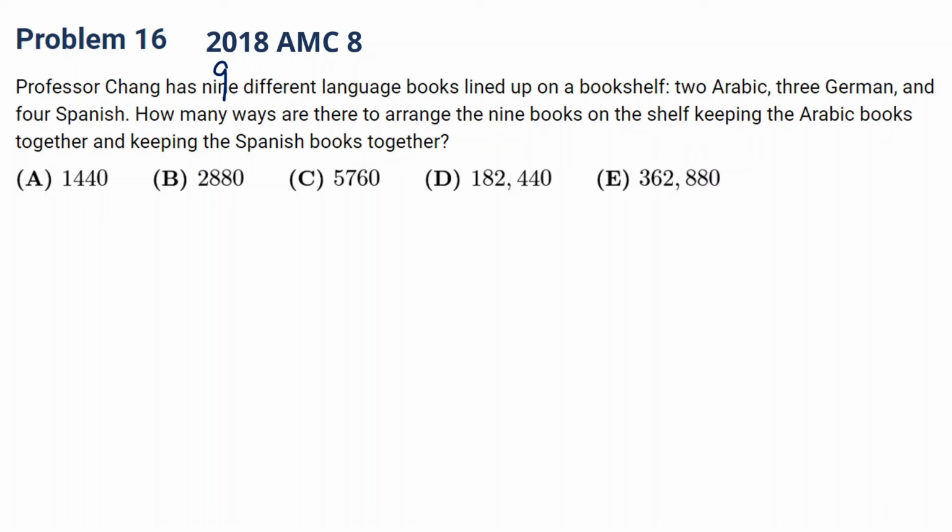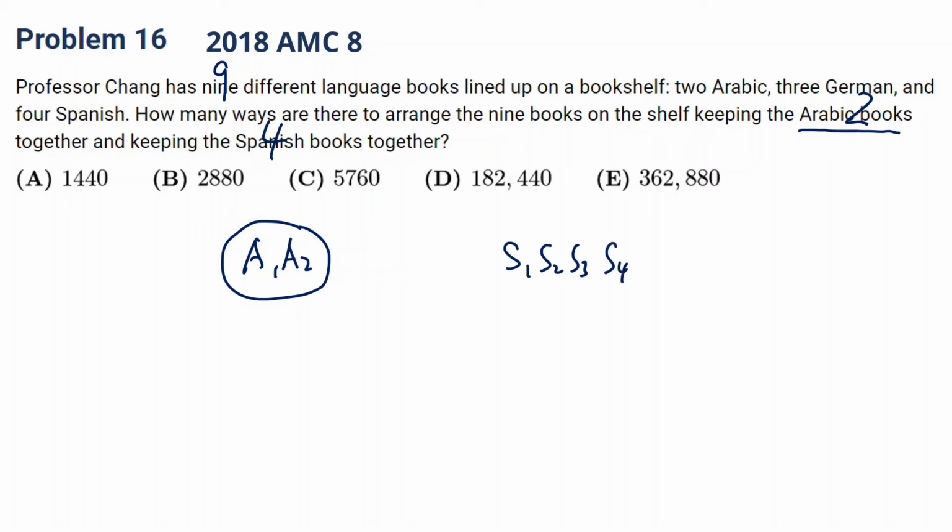How many different ways are there to arrange the books to keep the Arabic books, we have 2, and keep the Spanish books together? Spanish books we have 4. So 2 Arabic books, say A1, A2, should stay together. And the Spanish books, S1, S2, S3, S4, should stay together. And those 3 German books, G1, G2, G3, can be in any order or any arrangement.